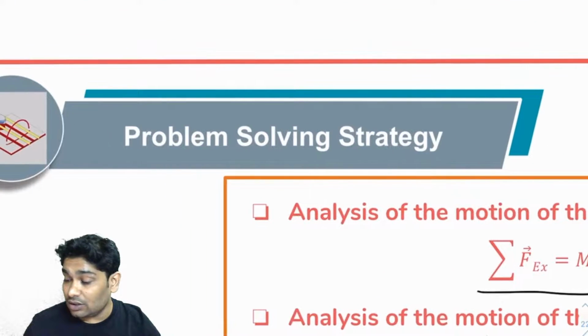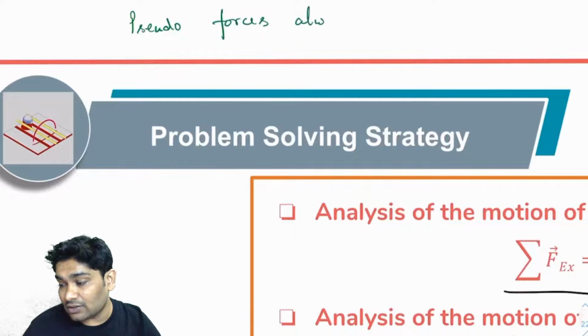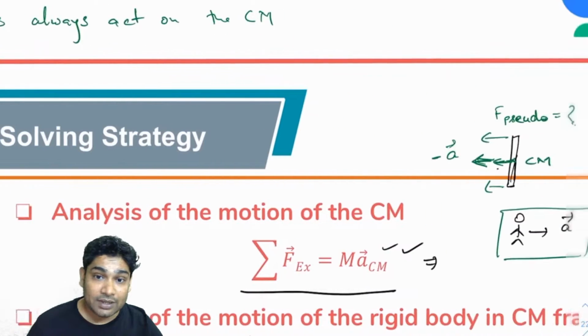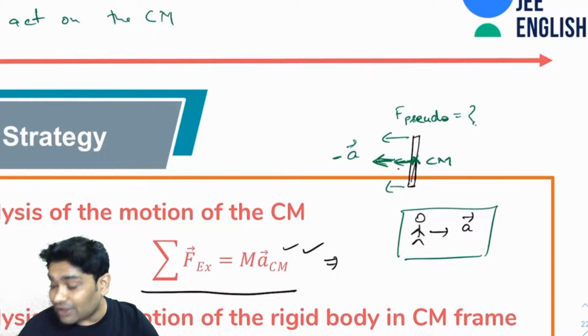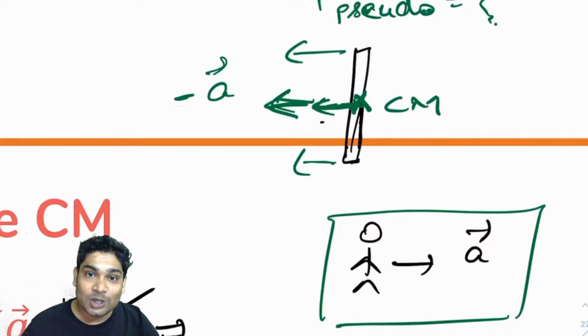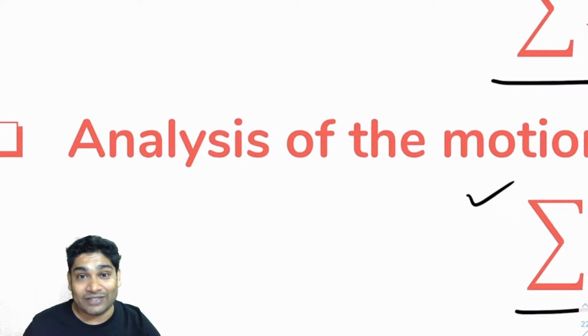So please remember this, that pseudo forces always act on the CM, wherever the CM is. That is why even if my CM was a non-inertial frame, I would apply a pseudo force here, and the pseudo force will not give any pseudo torque. So there is never a pseudo torque in the reference frame of the CM. That is why it is easier to apply this analysis in the reference frame of CM.